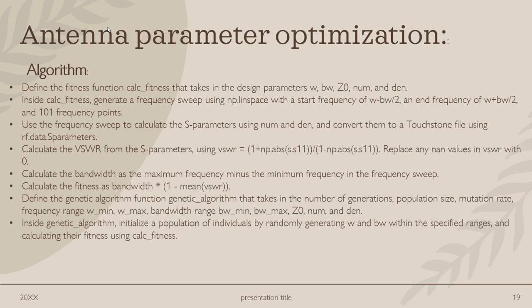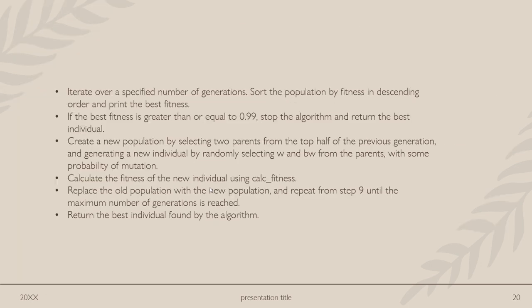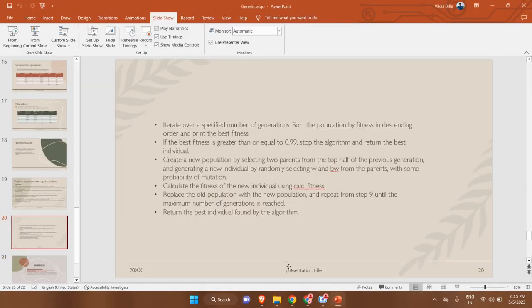So now I'm going to discuss antenna parameter optimization using the genetic algorithm method. In this antenna parameter optimization, I have taken a microstrip patch antenna, and I am going to optimize it based on parameters like bandwidth and VSWR, like width. It's actually width. I'm going to explain it in code, so it will be much easier to understand.